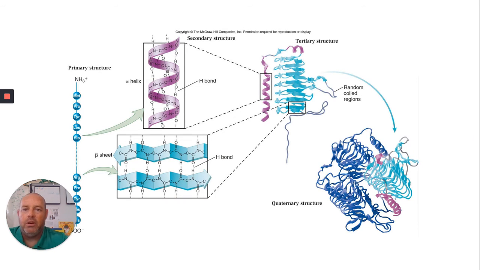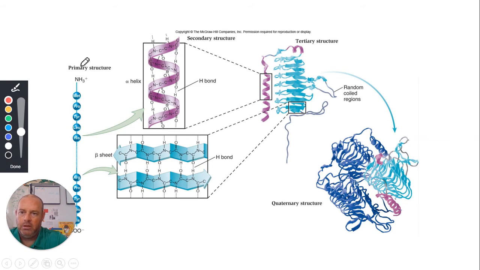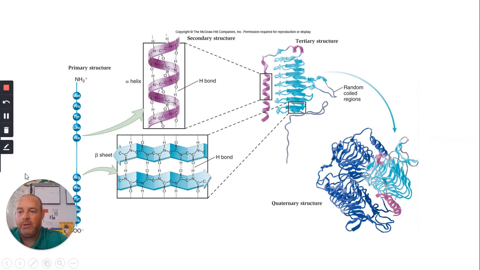Okay? So again, just a slide as a review for the structure. Here's your primary, which is just the list of the amino acids. Here's your secondary, your helices and your beta sheets. Here's your tertiary, which is the overall structure, okay? And then over here is the quaternary, where you have multiple proteins interacting together, okay?